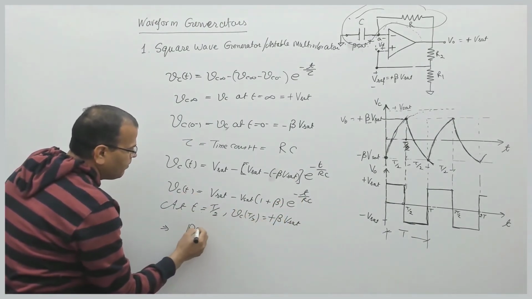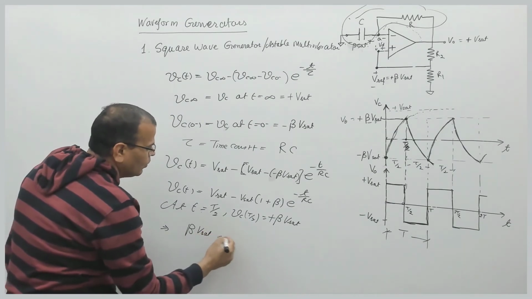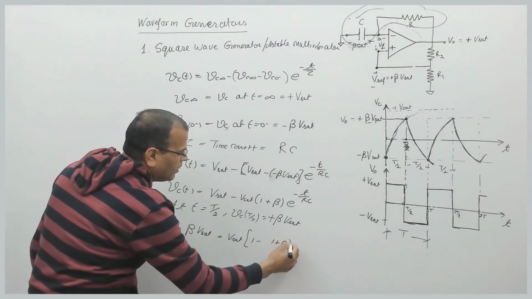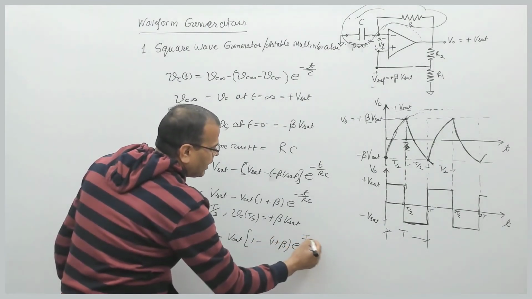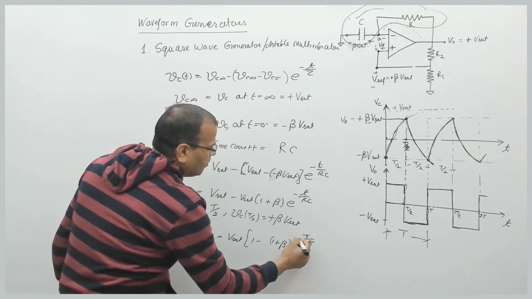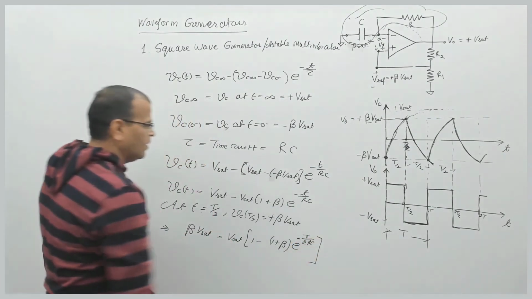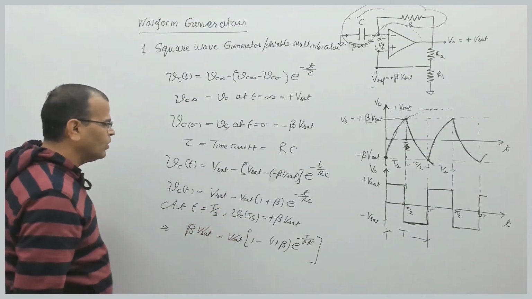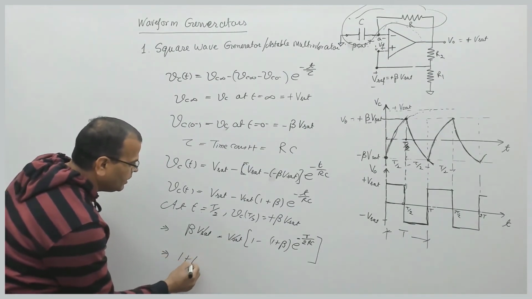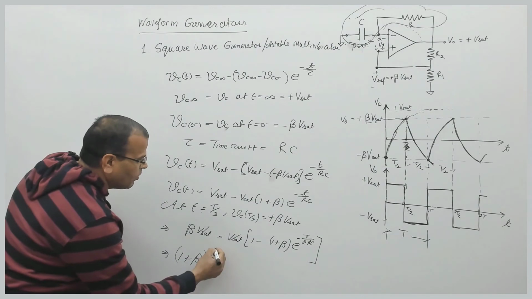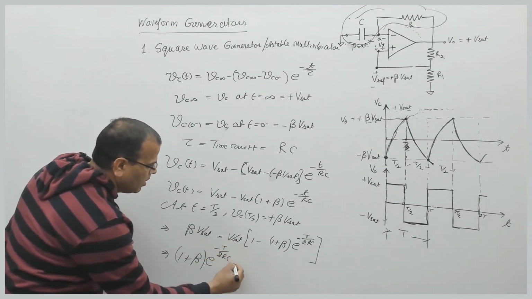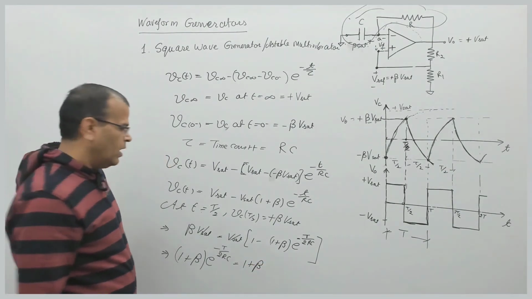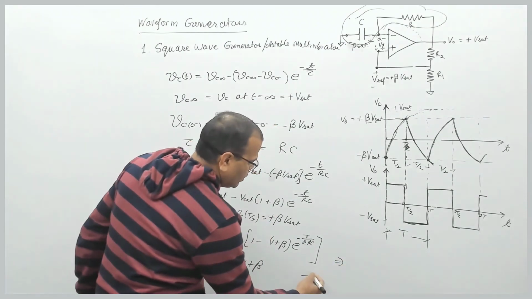So this gives beta V set is equal to V set times 1 minus (1 plus beta) into e raised to power minus T by 2RC, with the minus sign outside like this. What I have done, I have taken V set as common, so this and this get cancelled out. So this gives 1 plus beta into e raised to power minus T by 2RC is equal to 1 plus beta, right? So I can simplify.